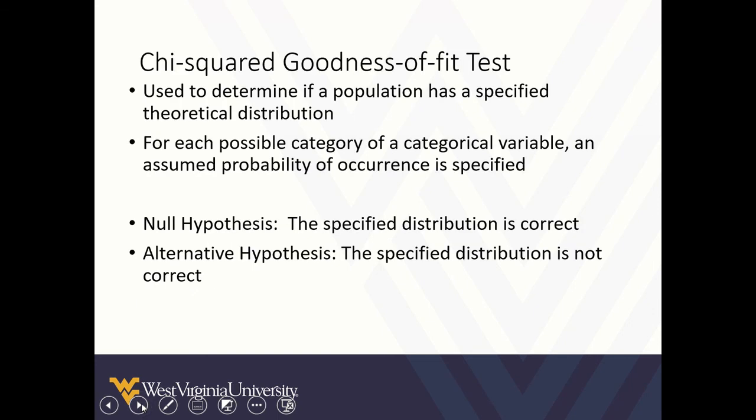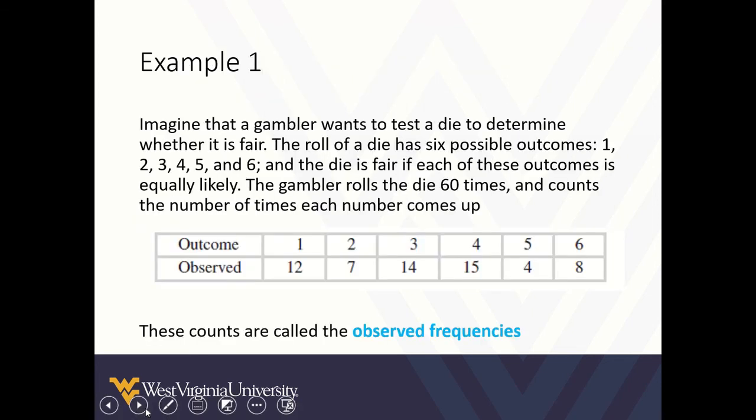It is used to determine if a population has a specified theoretical distribution. For each possible category of a categorical variable, an assumed probability of occurrence is specified, where our null hypothesis will be that some specified distribution is correct, and the alternative hypothesis is that the specified distribution is not correct.